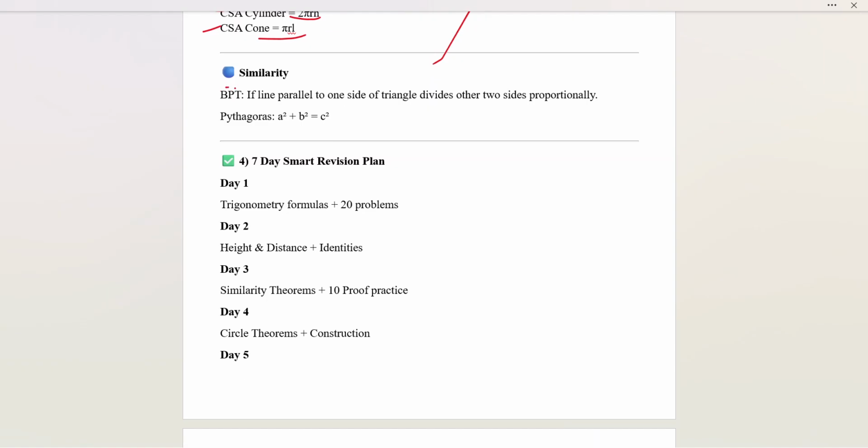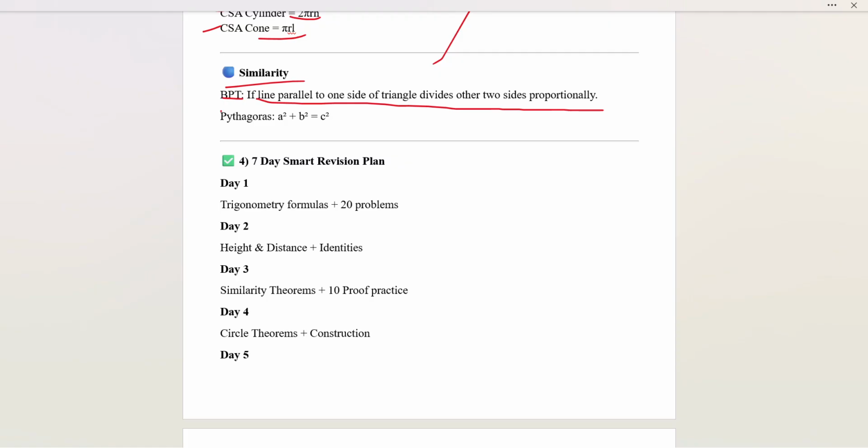So next is similarity. Okay, so here BPT. If a line parallel to one side of a triangle divides the other two sides proportionally. For that BPT theorem, they can't ask directly. You can prove the BPT theorem, which is the basic proportionality theorem. So in place of BPT, they can ask to prove that if a line is parallel to one side of a triangle, it divides the other two sides proportionally.